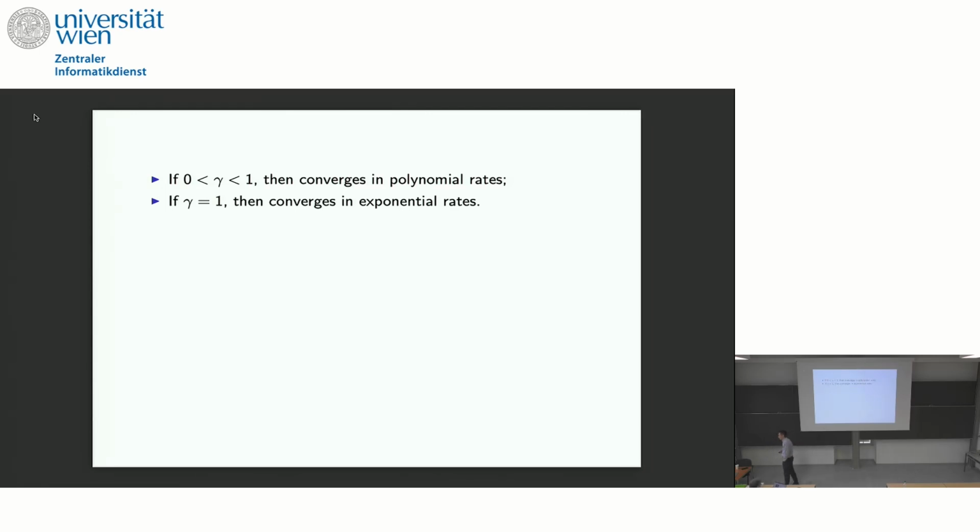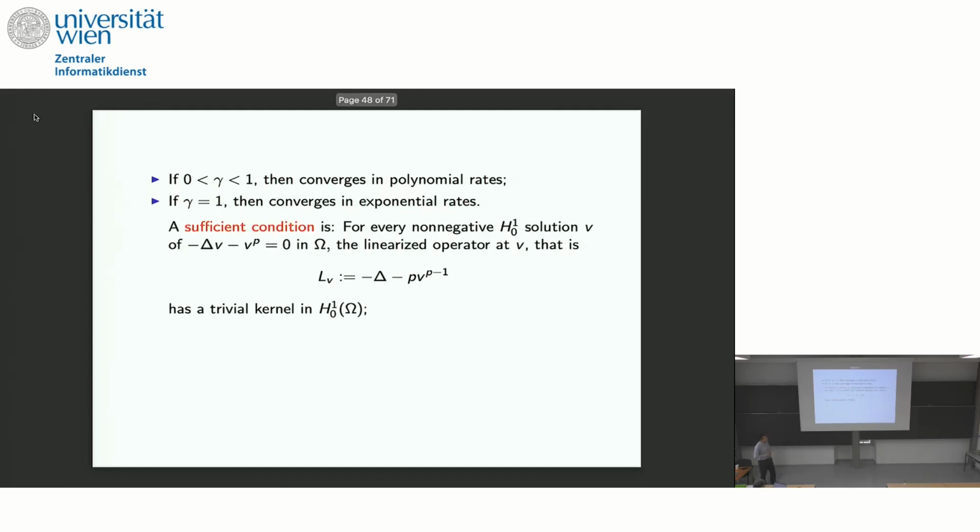Okay, and you may wonder, hey, in what case would it be equal to 1 or not 1? So there is a sufficient condition saying for every non-negative solution of the steady equation, the linearized operator at the solution has a trivial kernel. Like in Bonforte-Figalli's paper, they prove generically the convergence is exponential because this property holds generically. That's why the exponential convergence holds generically.